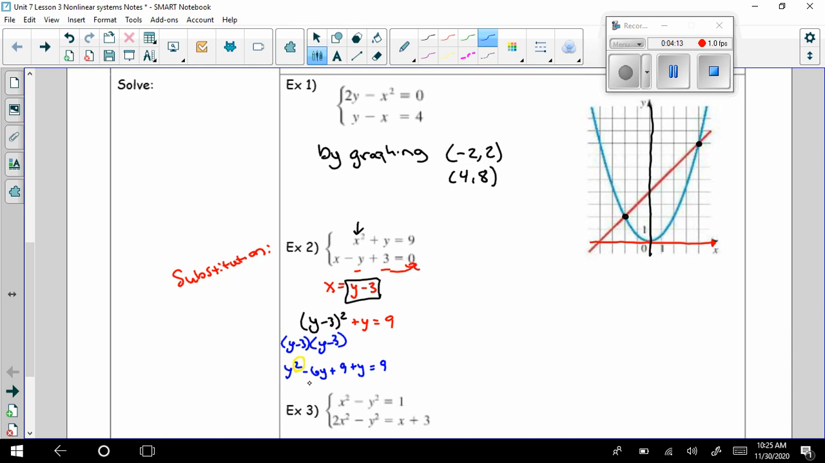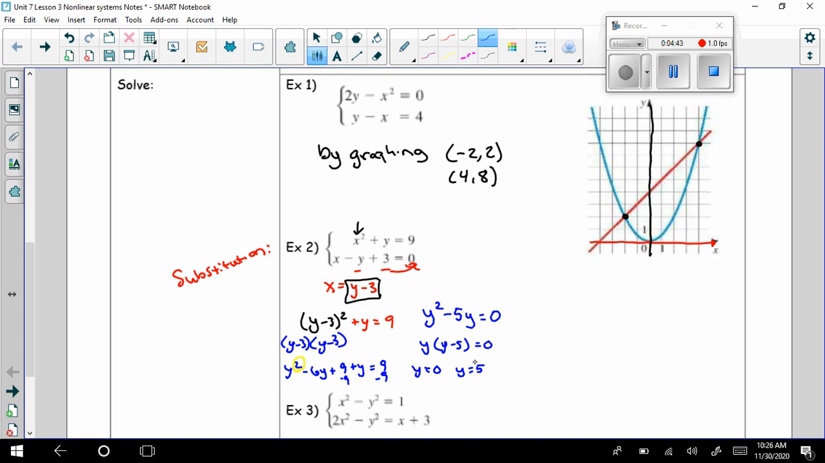I'm going to get this set to 0 and see if I can just factor and solve it. So we get y squared minus 5y. I'm going to subtract 9 from both sides, and that gives me 0. So minus 9 cancels that out. This does factor, then I take out the y, and we get y equals 0 and y equals 5.